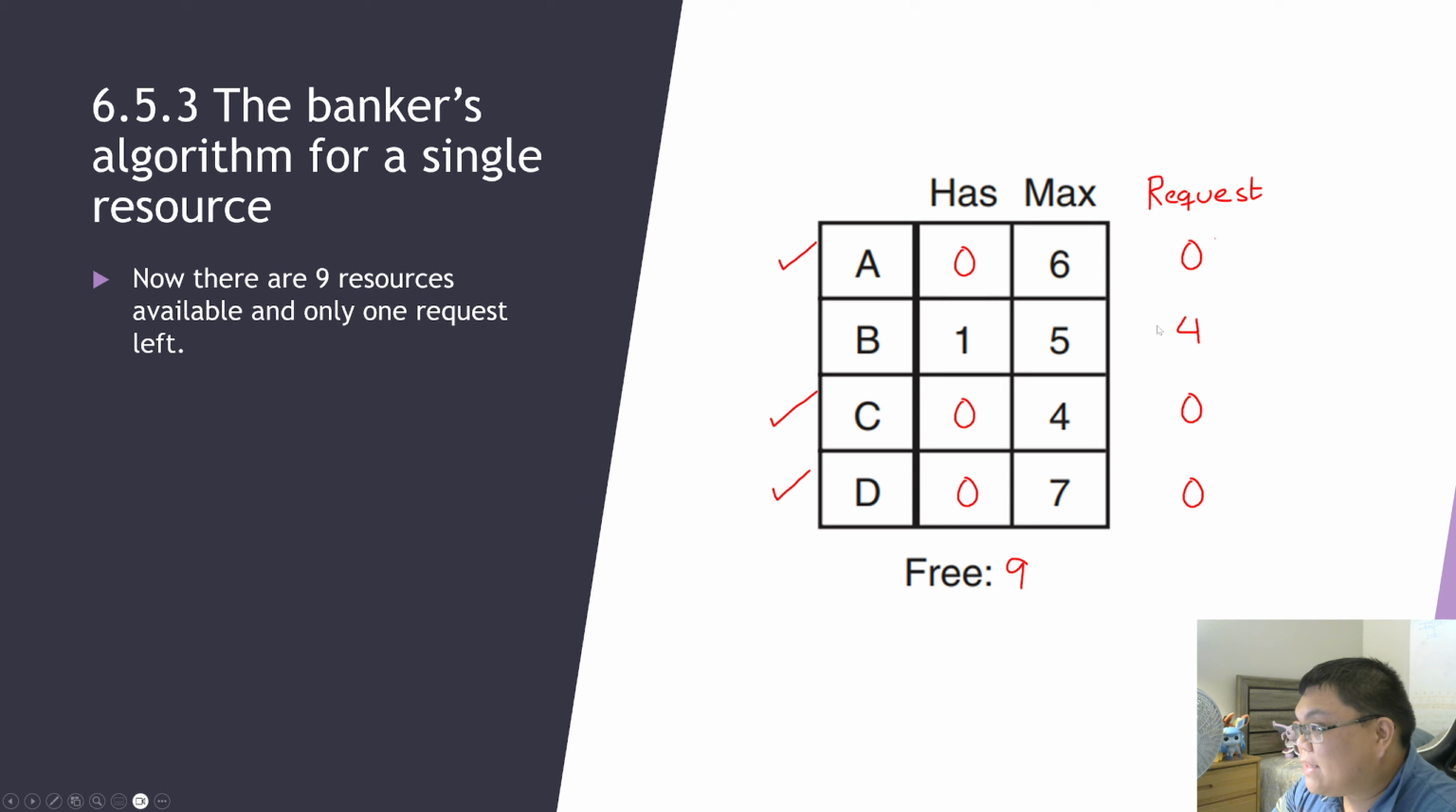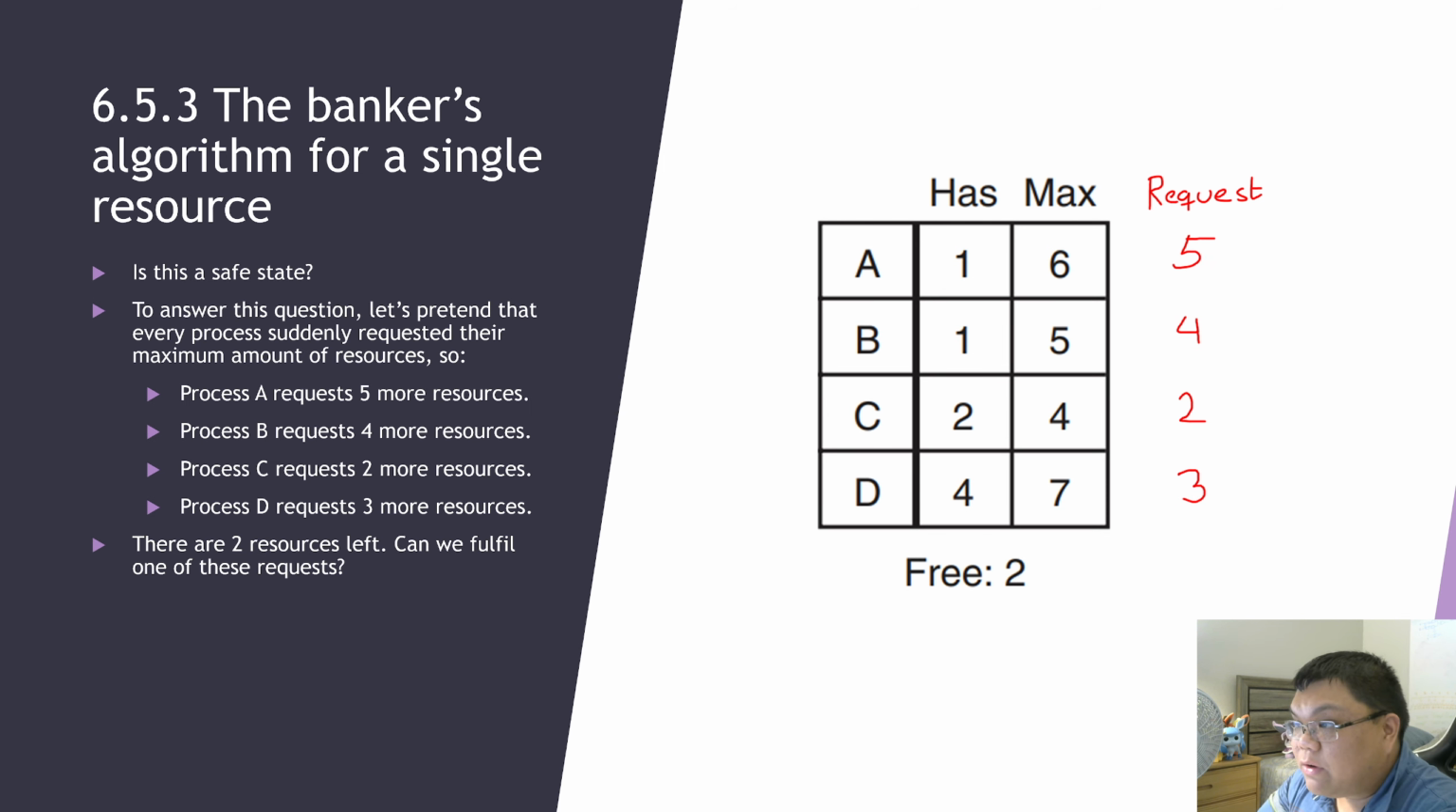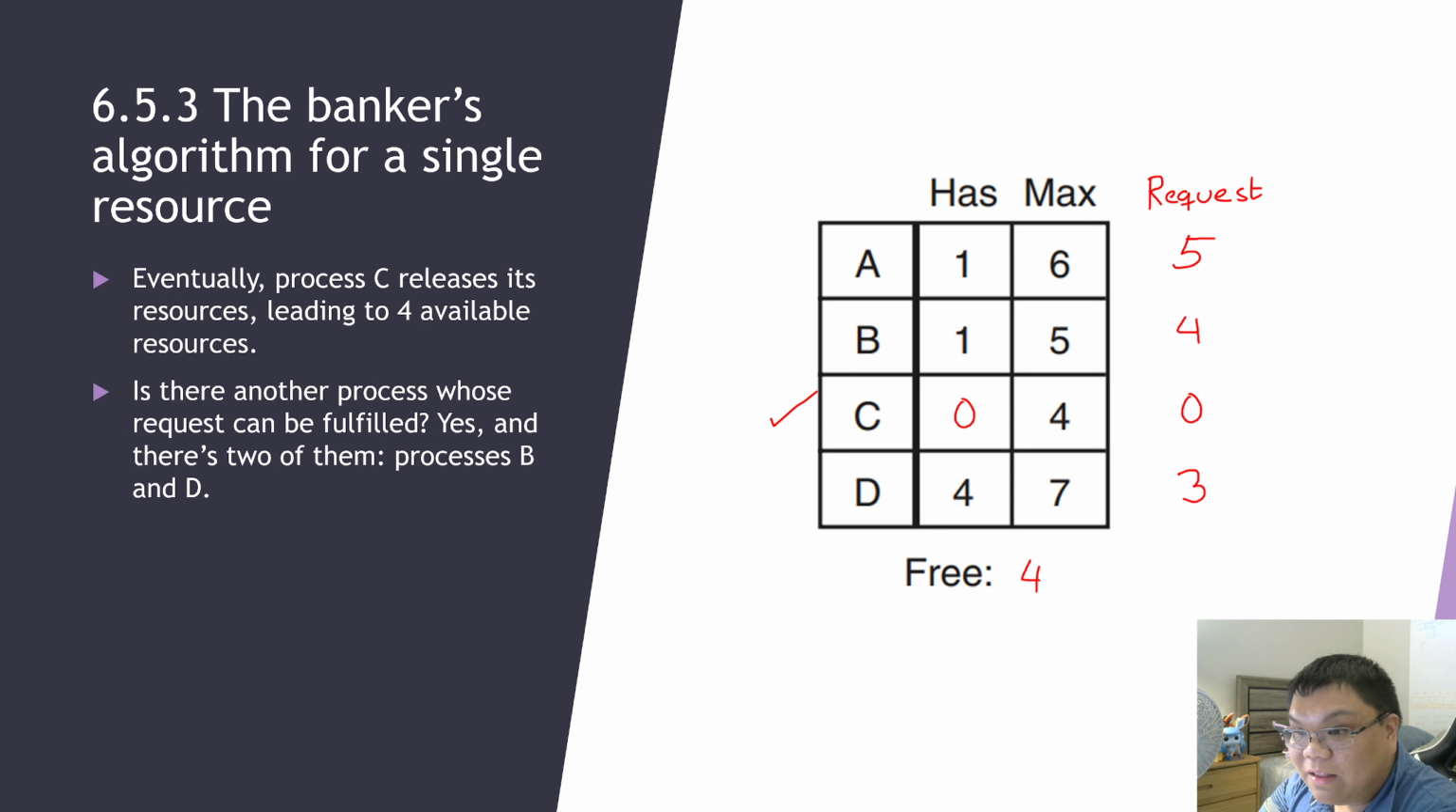Now we have 1 process left, and that's process B. Process B needs 4 more resources. We have plenty, and yeah. We check off process B, and now we know that process B has terminated. All 4 processes have terminated. That means we were in a safe state. So if suddenly every process requested its maximum amount of resources, and we only have 2 resources left, we can fulfill every process's request. And if we can fulfill every process's request, we know we are in a safe state.